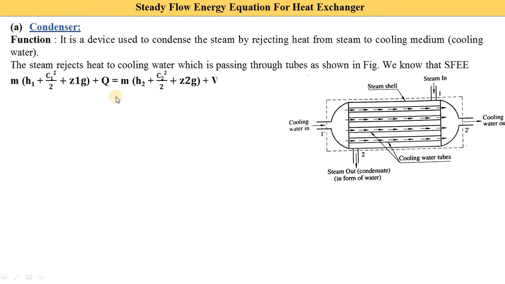Now we know the generalized steady flow energy equation, that is m (h1 + c1²/2 + z1g) + Q = m (h2 + c2²/2 + z2g) + W.